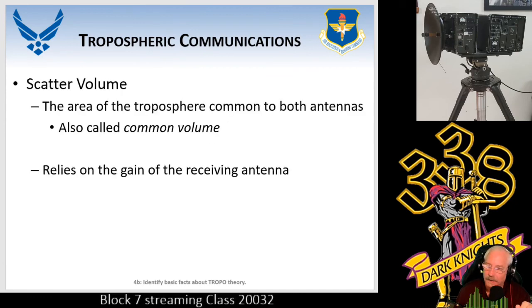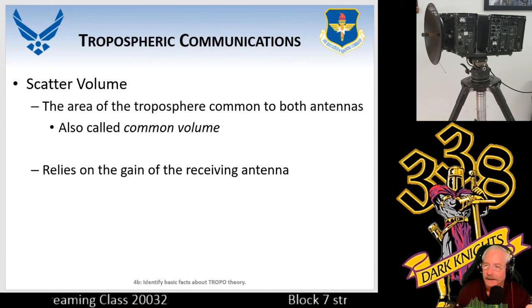That little area that refracts back down to Earth, we call scatter volume or common volume. Those are the two words that are interchangeable between the two. Again, it is reliant on the receiving antenna because you're getting so little of that information.